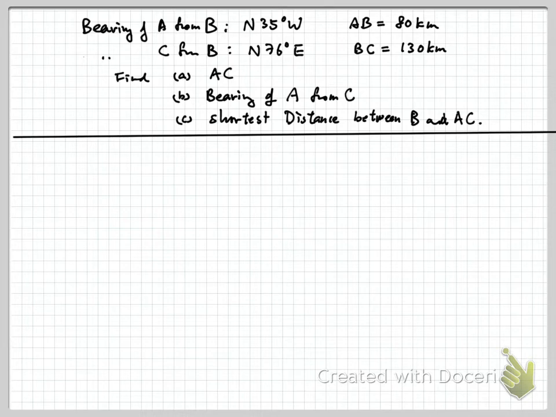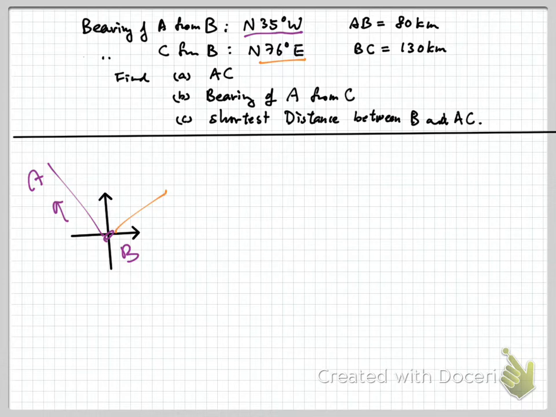So let's see. For point B, there are things going in the north something west direction. If this is point B, then there is something in this direction, which is the direction of A. And north 76 degrees east is north going east, so point C is somewhere here. So roughly we have the idea.